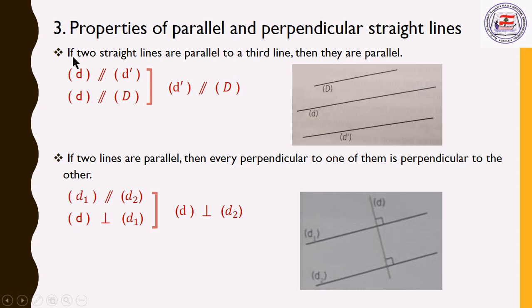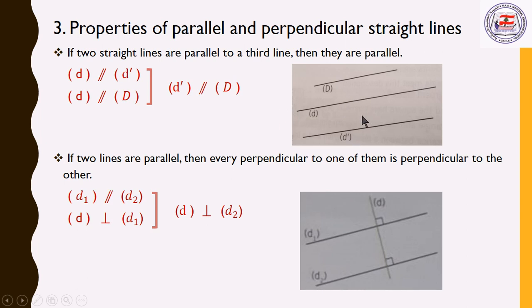That's it. Now, rule number 1: if two straight lines are parallel to a third one, then they will be parallel. Let's see what we have here. D is parallel to D prime. This is line D. It is parallel to D prime, given. And D is also parallel to capital D. D is parallel to this line, capital D. Then capital D is parallel to D, and D prime is parallel to D.